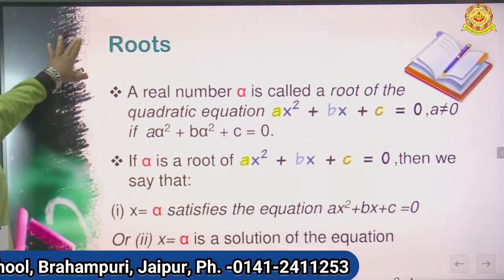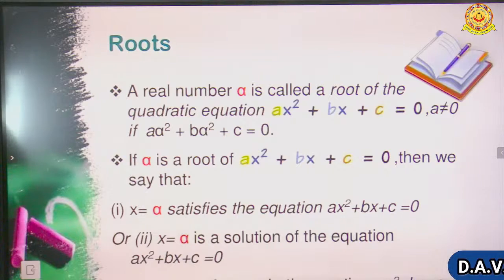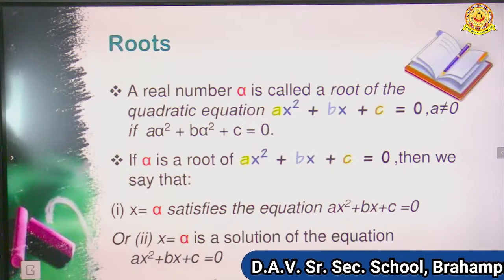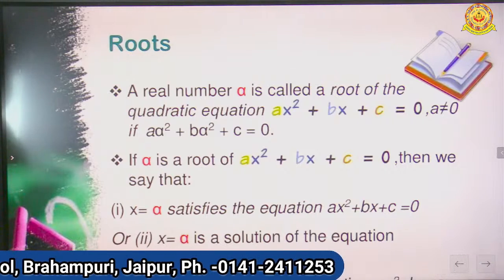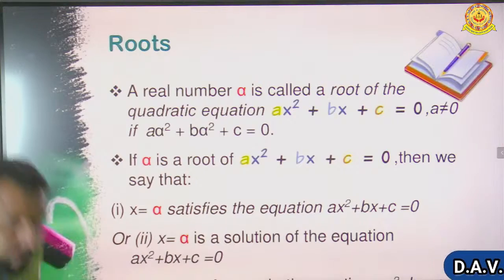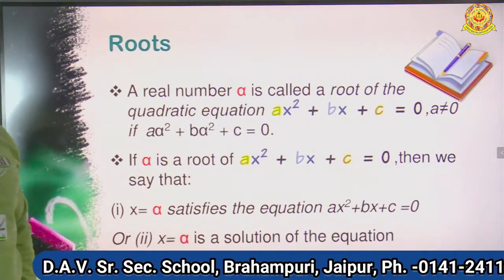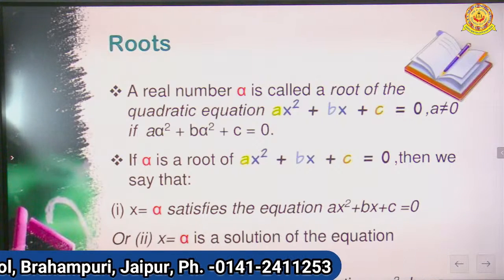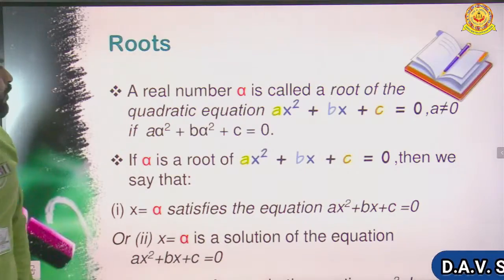Now, how to find the roots? There are certain ways to find the roots or zeros of a quadratic equation. How many methods are there? Three methods. What are they? Quadratic formula. Very good. Yes, the factorization method or middle term splitting method, completing the square, and the quadratic formula.